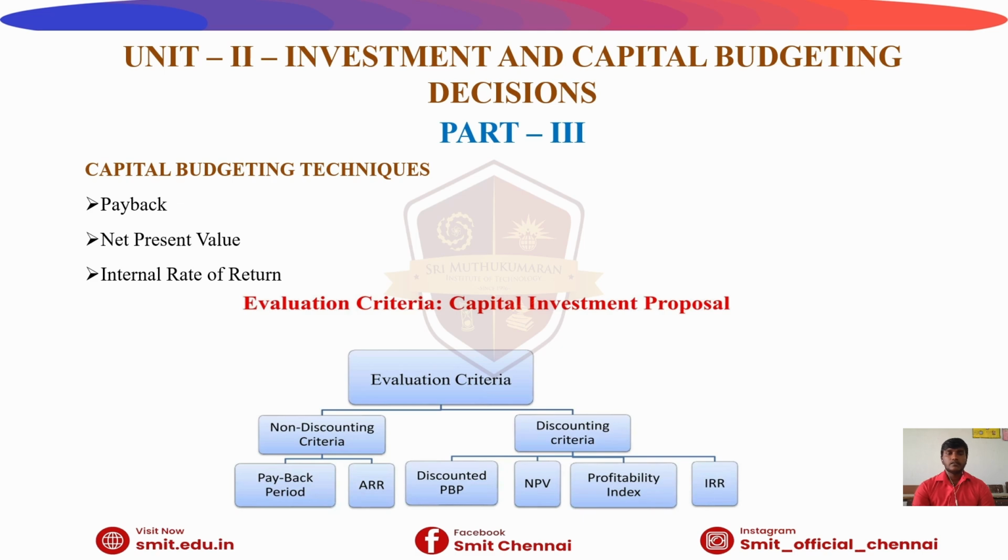Capital budgeting techniques fall into two broad categories. One is the non-discounted method and the second is the discounted method. Non-discounted method means it does not consider time value of money, for example payback period. The discounted method considers time value of money, for example NPV and IRR. NPV means net present value, IRR is internal rate of return. Let's start with the simplest method in the next slides.